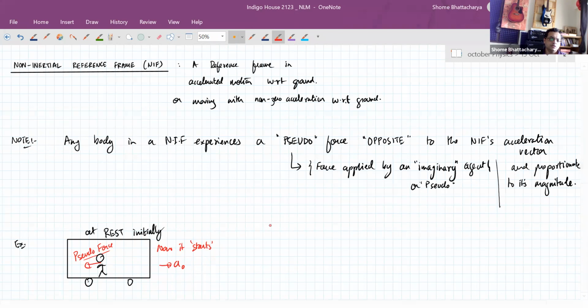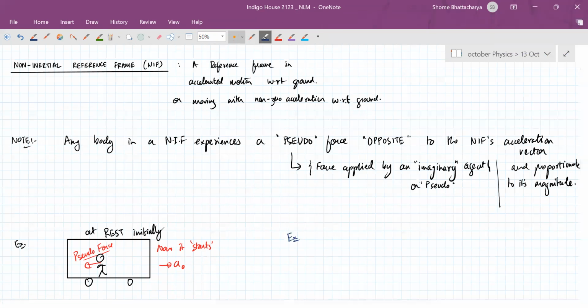So this pseudo force, you will understand, is not applied by some external agent. Nobody is pushing the person inside the vehicle. But as the vehicle accelerates forward, there is some imaginary agent who applies this kind of force on his body backwards. And that is the pseudo force that acts because of the non-inertial frame of motion.